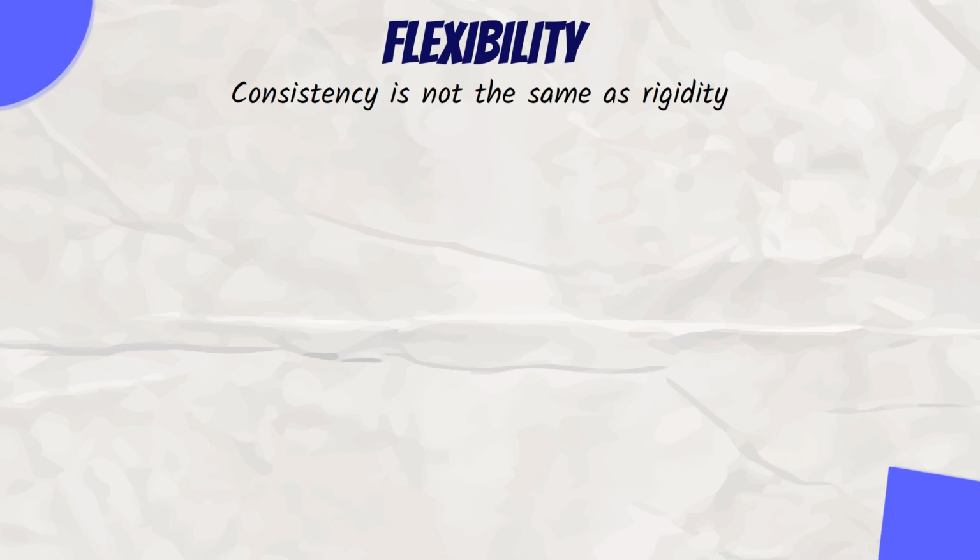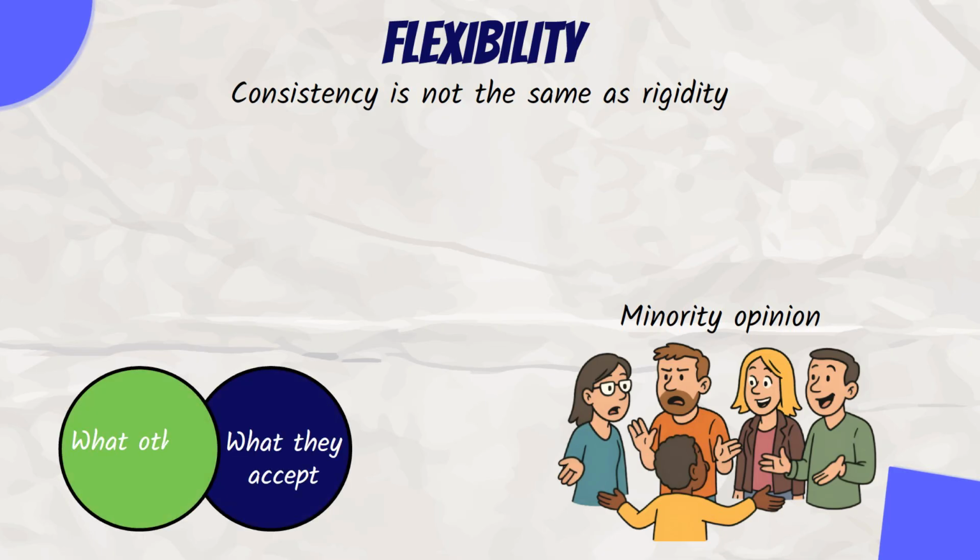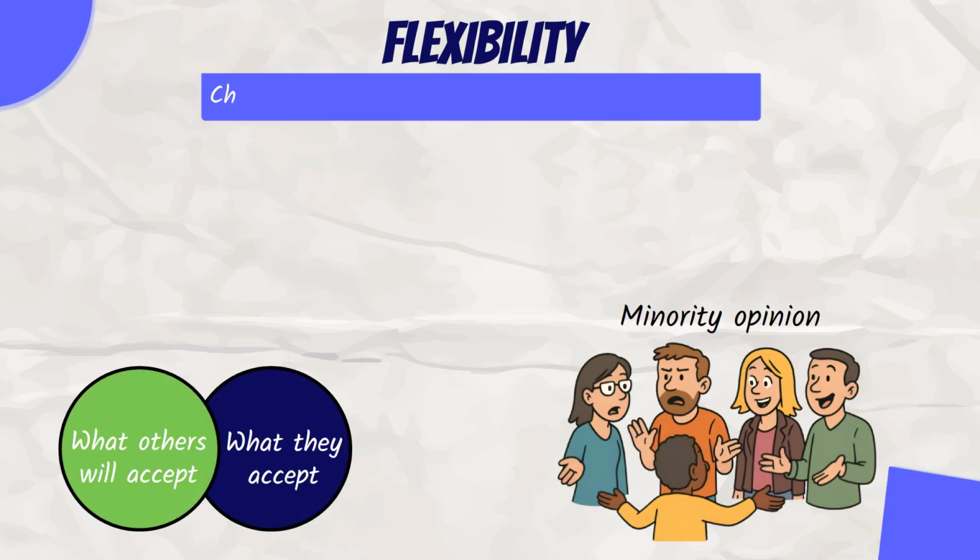Third, we have something called flexibility. So consistency is not the same as rigidity. In order to influence people, the minority opinion may need to be flexible in what they accept and what others will accept. After all, change in a nation happens usually with small steps.